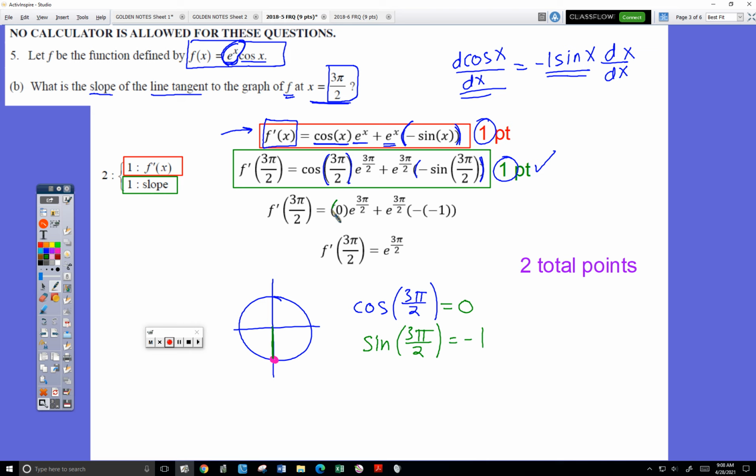That's why you see a 0 here for the cosine of 3 pi over 2. And you see, this is the negative 1 out front. You see a negative 1 for the sine of 3 pi over 2. You stop there as well. Don't need to keep going. If you do keep going, this is your result. 2 total points possible. Should have stopped right there.